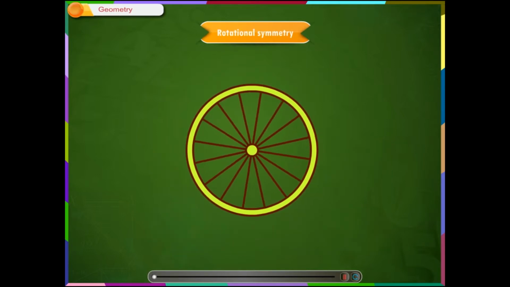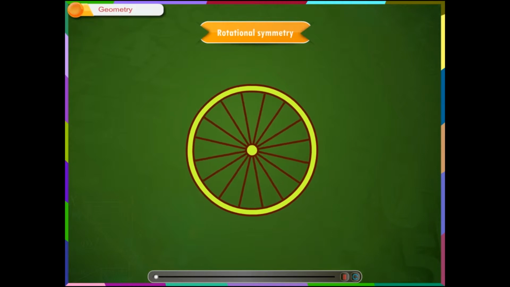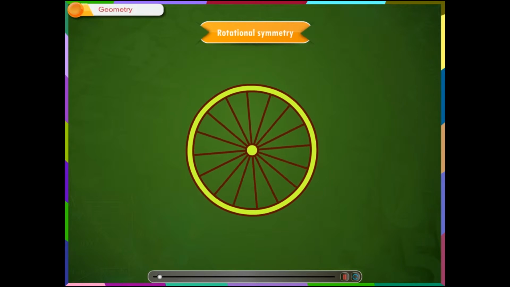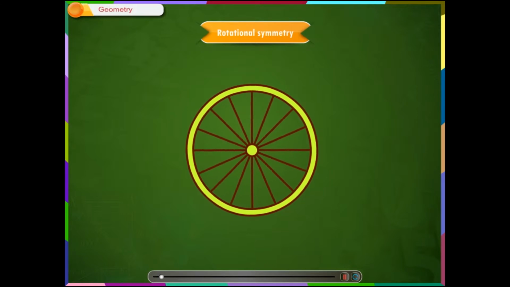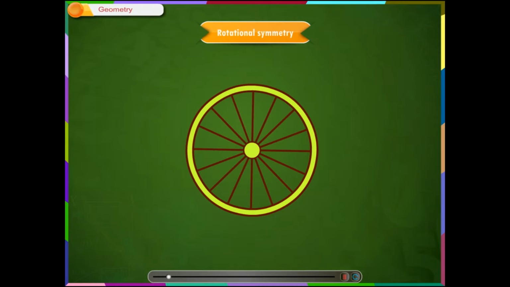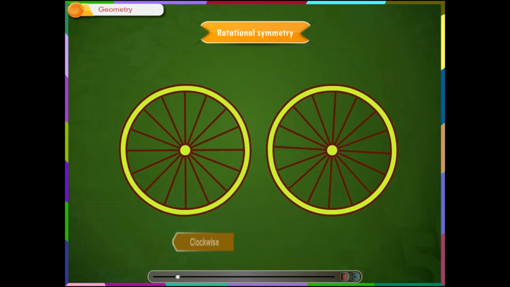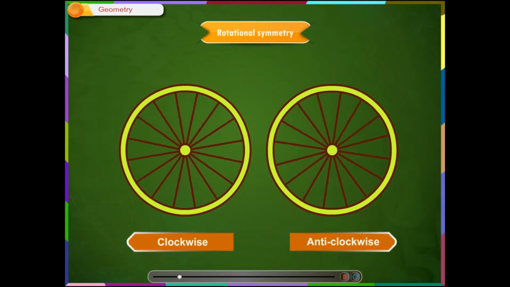Rotational symmetry. Any object or shape is said to have rotational symmetry if it looks exactly the same at least once during a complete rotation through 360 degrees. During the rotation, the object rotates around a fixed point. Its shape and size do not change. This fixed point is called the center of rotation. Rotation may be clockwise or anti-clockwise.